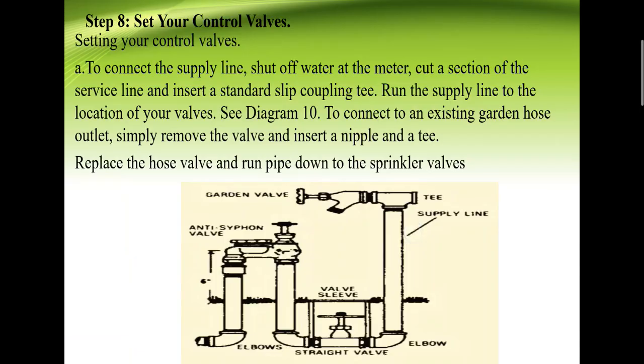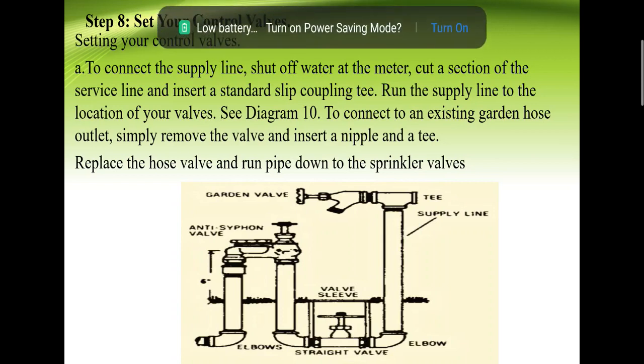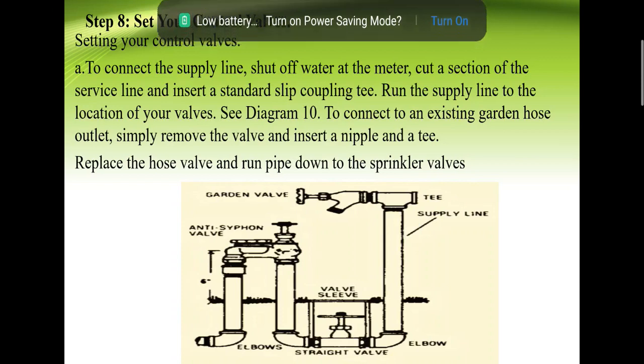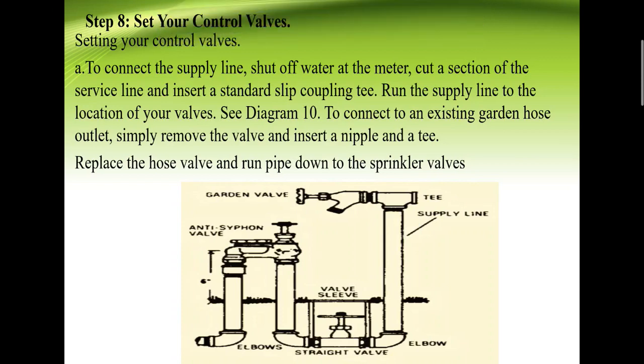For step 8, set your control valves. A. To connect the supply line, shut off water at the meter, cut a section of the service line and insert a standard slip coupling T. Run the supply line to the location of your valves. To connect to an existing garden hose outlet, simply remove the valve and insert a nipple and a T. Replace the hose valve and run pipe down to the sprinkler valves.